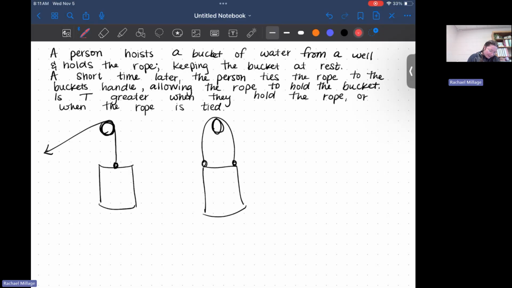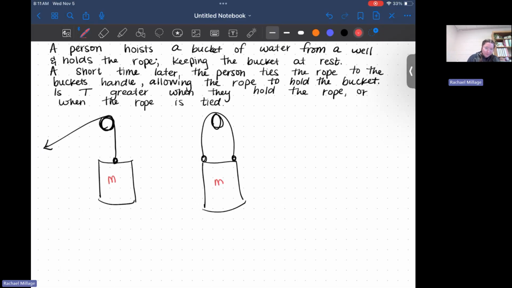Hopefully you understand that each bucket has some sort of mass, m. We're going to assume that m is the same for both buckets, right? And we also need to understand that we have some force acting downward on the bucket. What force would that be? That force would be weight for both of them. Weight is going to be equal to mass times gravity, right? Since we don't know the mass, we can't really solve for it. So I'm just going to write mg.